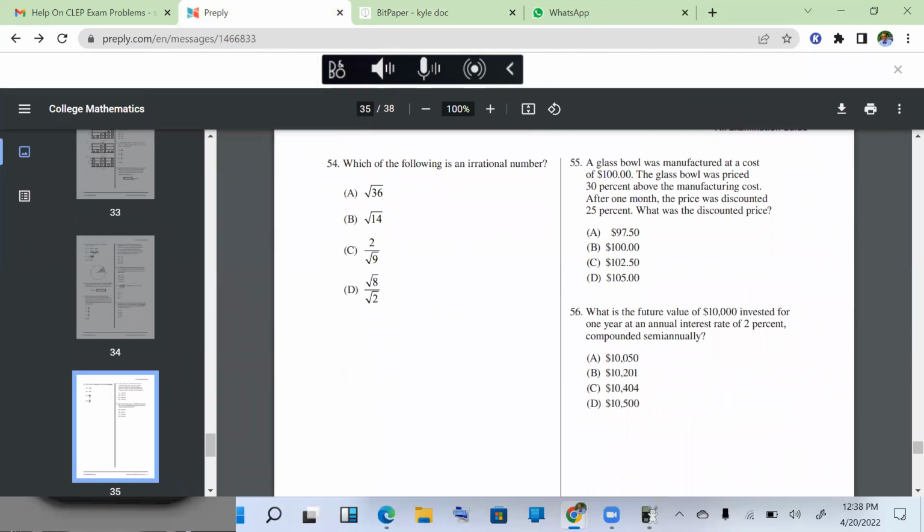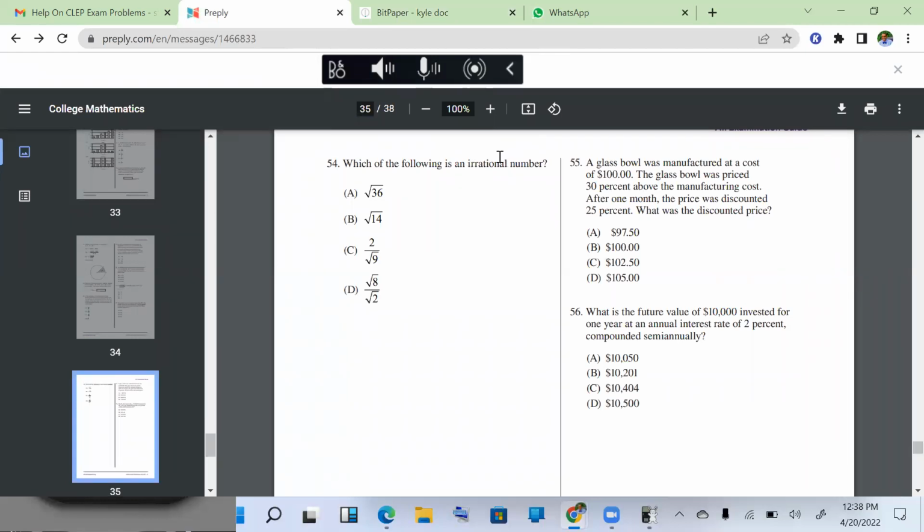Now we move on to 55. A glass bowl was manufactured at a cost of $100. The glass bowl was priced 30% above the manufacturing cost. After 1 month, the price was discounted 25%. What was the discounted price?